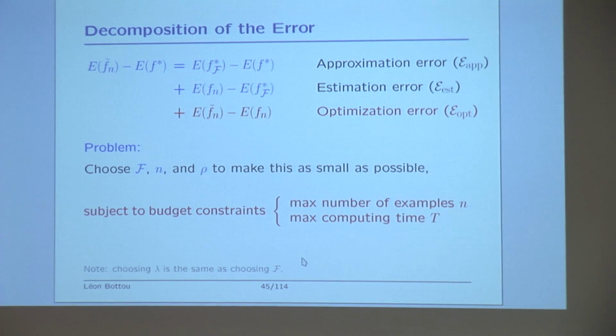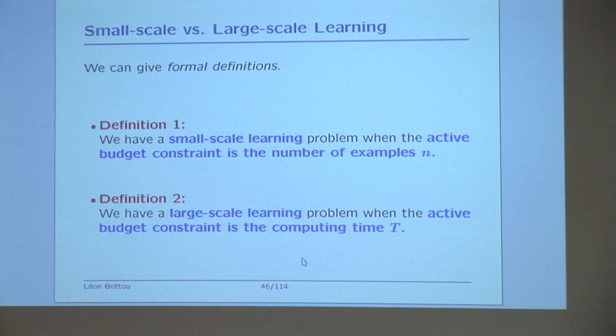But we have constraints that I call the budget constraint. And the constraints can come in typically two categories. One of the constraints is the maximum number of examples that you have, and another one is the maximum computing time. So that gives us an opportunity to give a relatively formal definition of what is small-scale learning and large-scale learning.